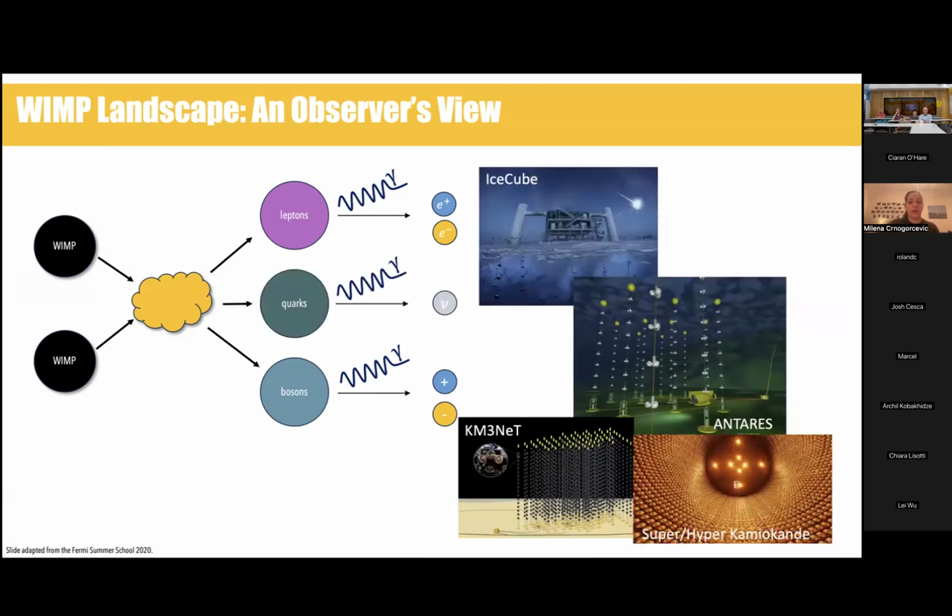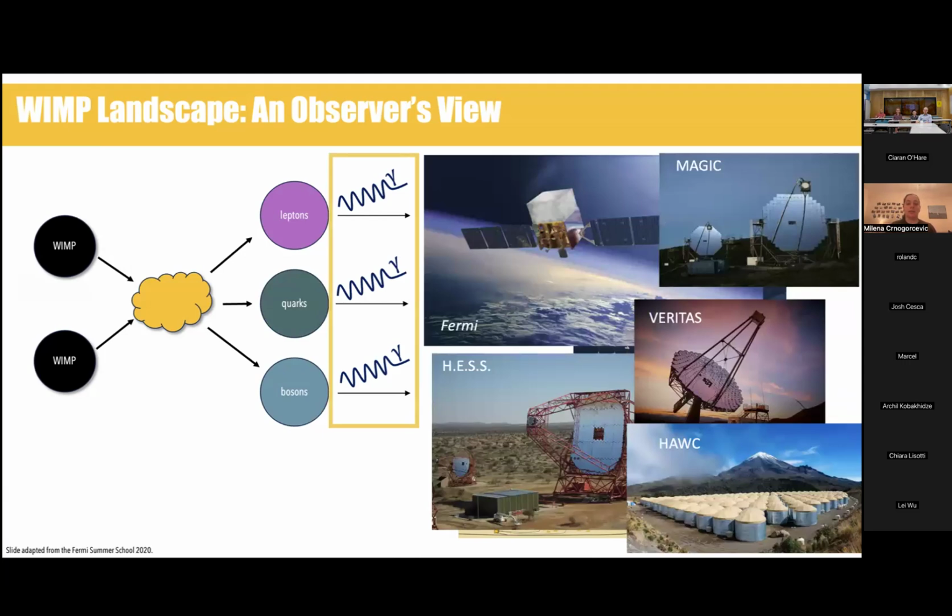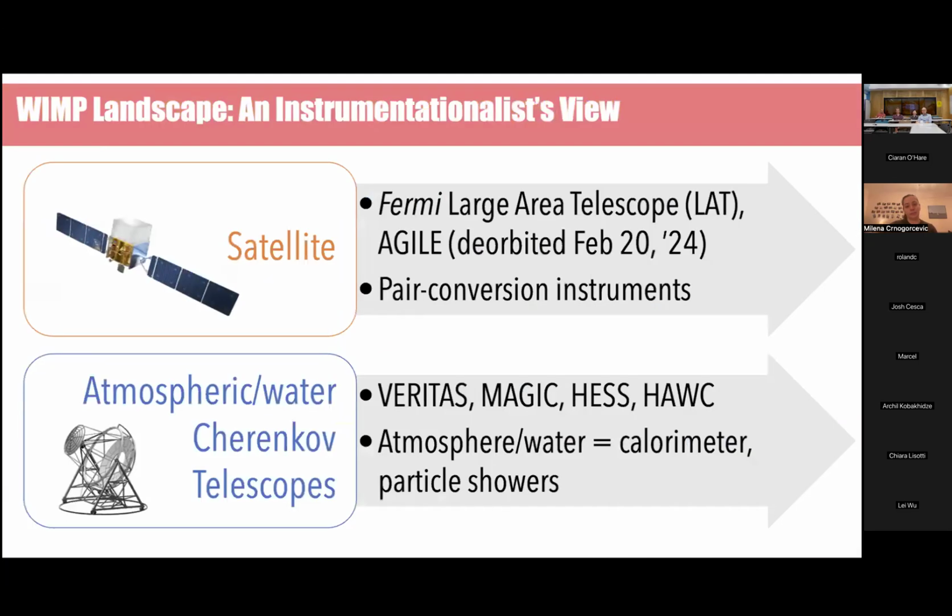We can also have neutrino signatures from WIMP interactions, and a wide range of neutrino detectors is also active and collecting data that also provides very interesting searches for dark matter particles. But finally, what I want to point out is that in each of these interactions, a byproduct is a gamma ray photon, and a number of different instruments can detect those. And here I also mention some of the CTAs that operate in higher energies.